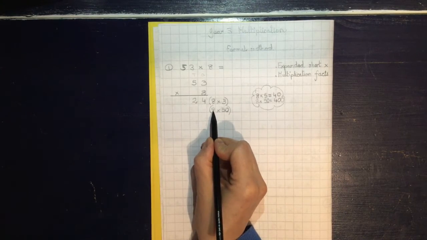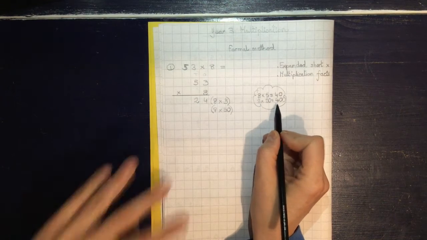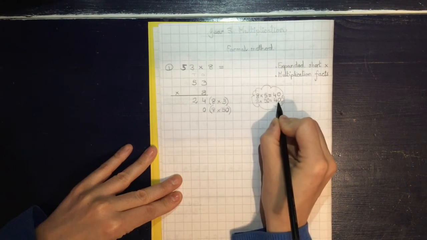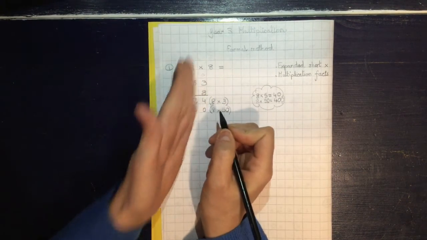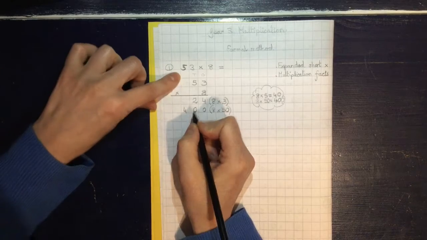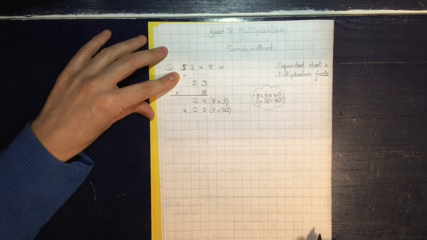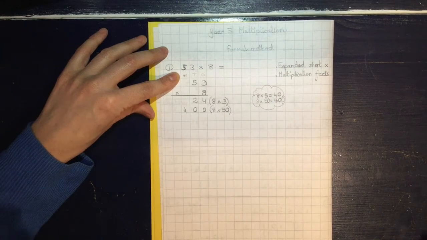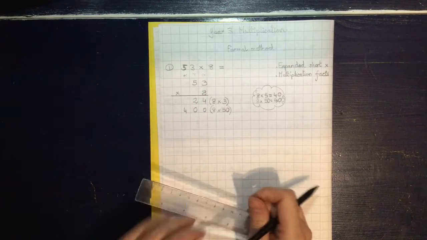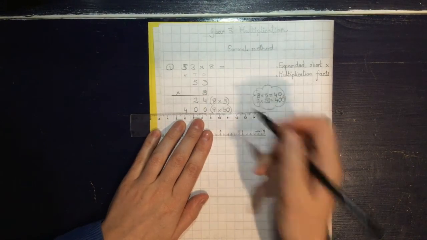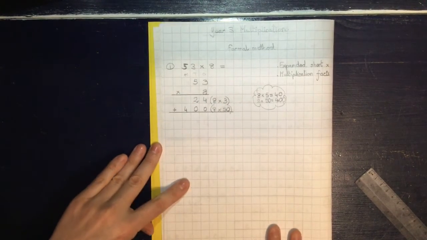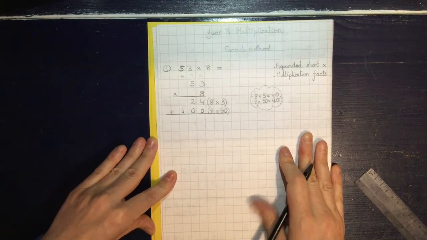Now, 8 times 50 equals 400, which is made of 0 ones, 0 tens, aligning all my digits properly, and 4 hundreds in my hundreds column. We have our partial products, multiplying my multiplier by the ones and by the tens. Now I need to add them. I need to show it with an operation sign, and I start adding from the ones.